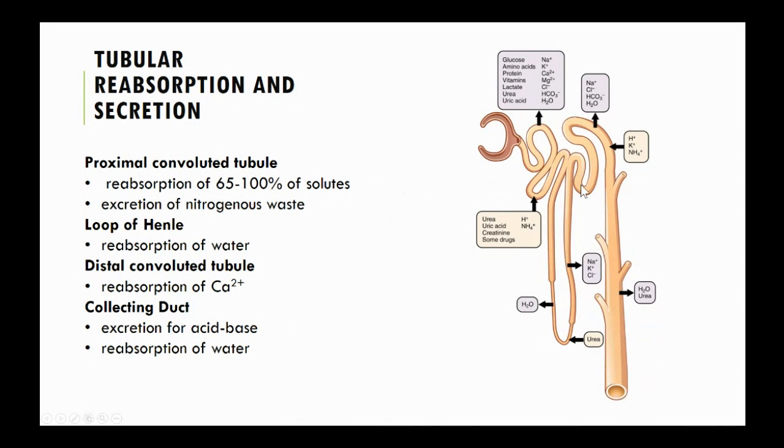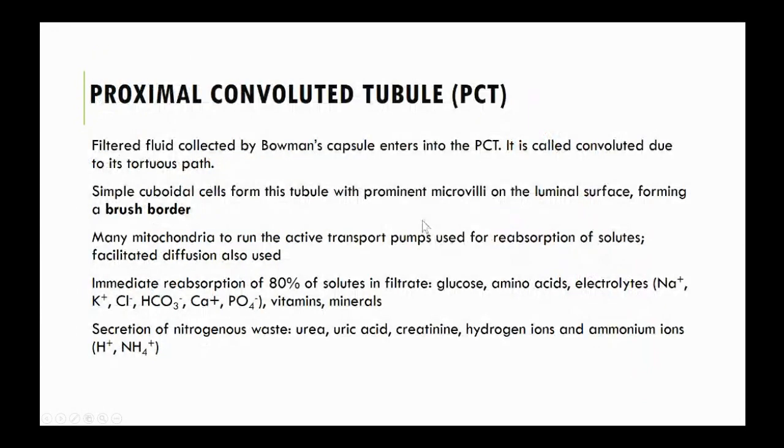At our distal convoluted tubule, which is over here, we get the reabsorption of calcium. We also get reabsorption of sodium, chloride, bicarbonate, and more water. And we're going to get excretion of hydrogen ions, potassium, and nitrogen. Then our collecting duct, which is right here, we're going to excrete any acids and bases, and we're going to reabsorb some water.